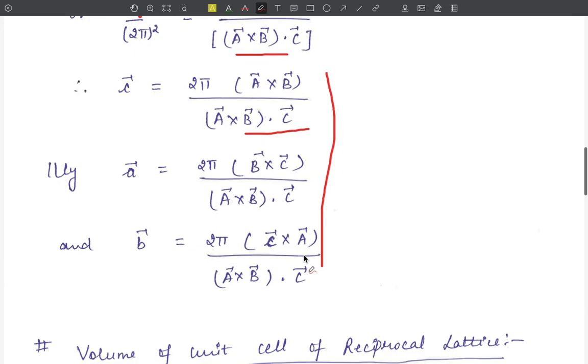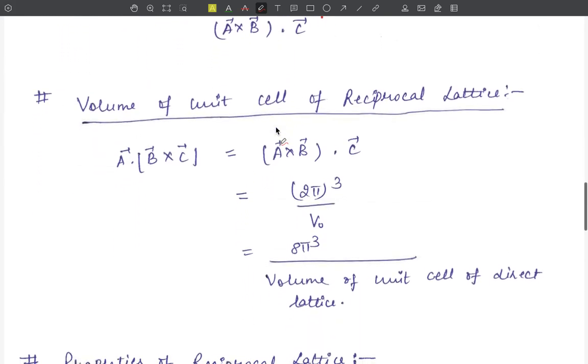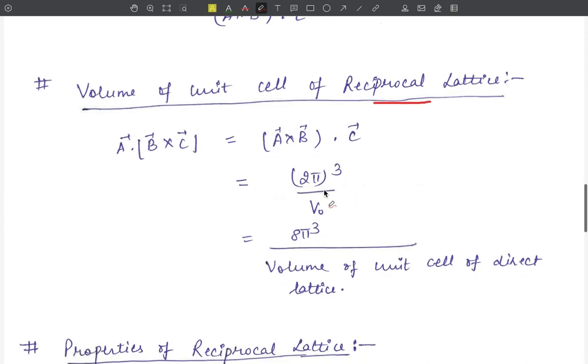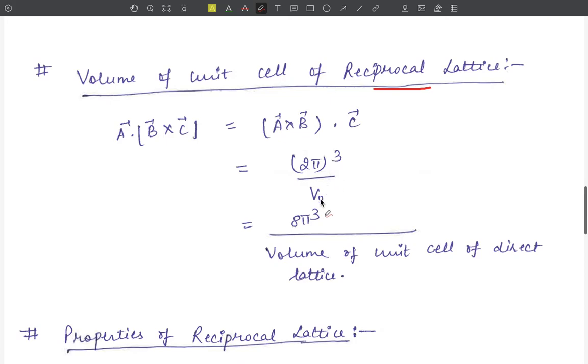Now, this is the relation between capital A vector, B vector and C vector, and small a vector, b vector and c vector. That is, this is the relation between the reciprocal axis vectors and the direct lattice vectors. Now next we have the volume of a unit cell in reciprocal lattice. We have just found it out: A dot B cross C or A cross B dot C. This is equal to (2 pi) whole cube upon V naught, that is 8 pi cube upon V naught, where V naught is the volume of the unit cell of the direct lattice.